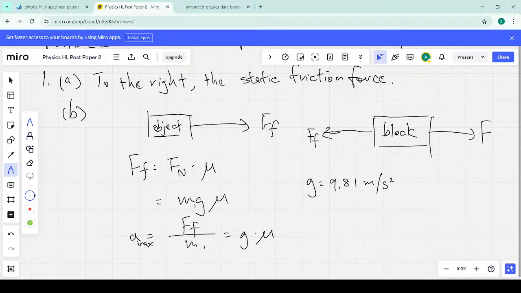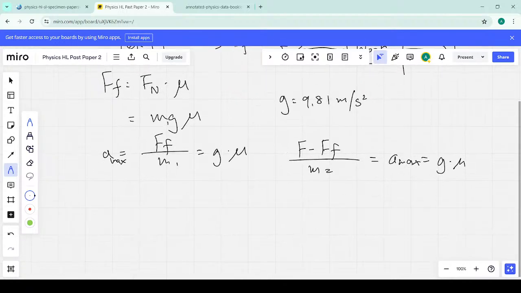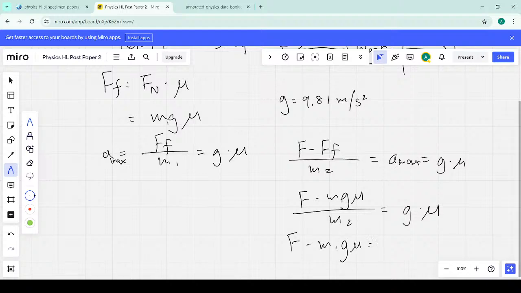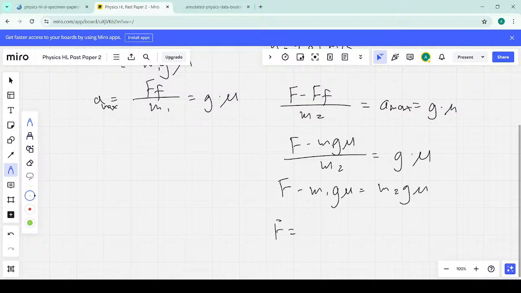That's g times mu. So therefore, since we have a max, we can write another equation using this, which is F minus Ff over m2, the mass of the big block, equals a max, because we want the maximum force, and that's g times mu. So now we can substitute. F minus m1 g mu over m2 equals g times mu. Therefore, F minus m1 g mu equals m2 g mu. Therefore, F equals (m1 plus m2) g mu.